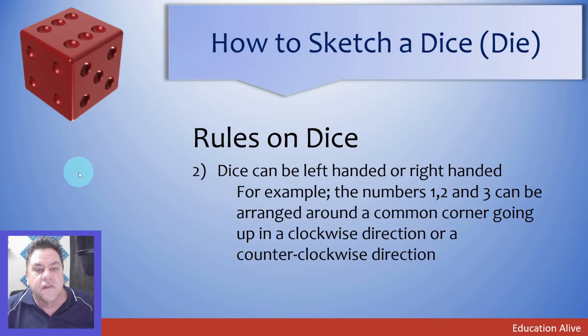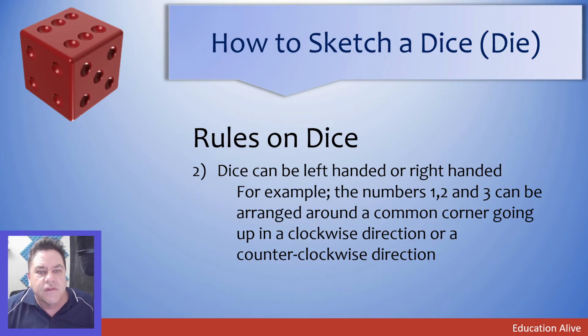Another thing about dice is dice can be left-handed or right-handed. I bet you never knew that one either. You can look it up on Wikipedia, it is actually a thing, but it's all about the axes. If you've got a 1, 2, 3 on a dice, whether that 1, 2, 3 goes clockwise or anti-clockwise around a point on the dice, on an axis, determines whether it's left-handed or right-handed.